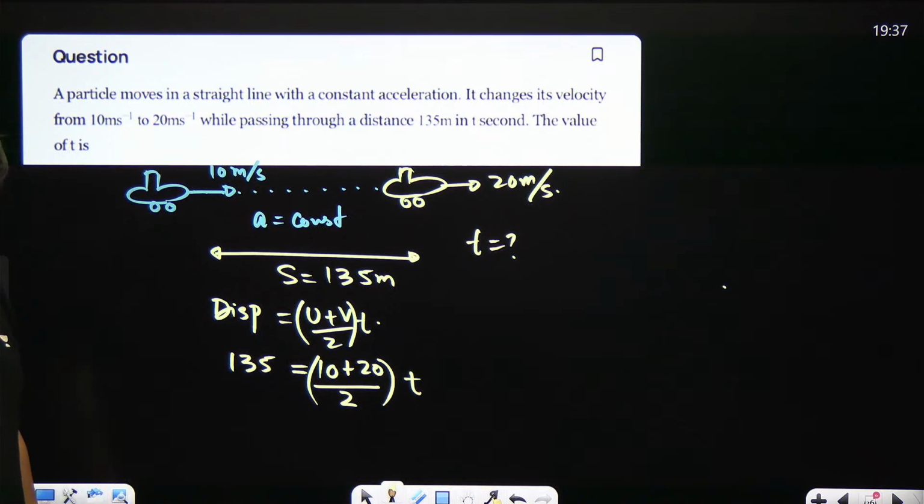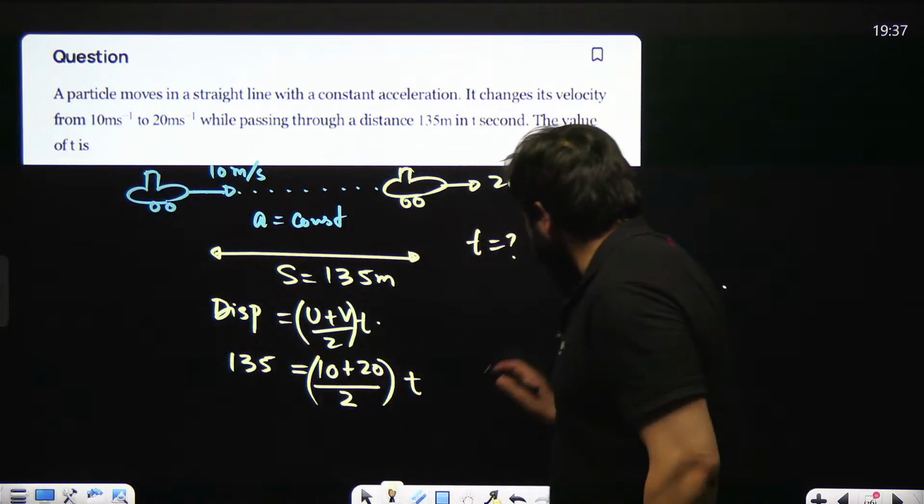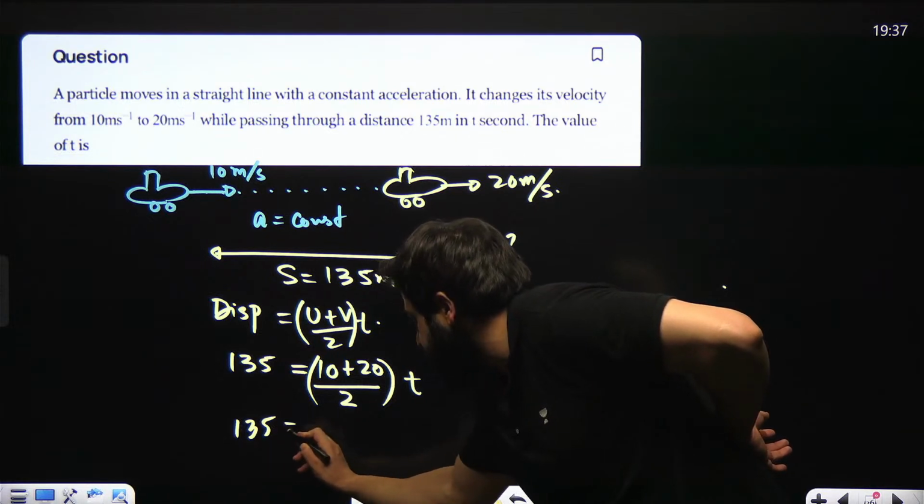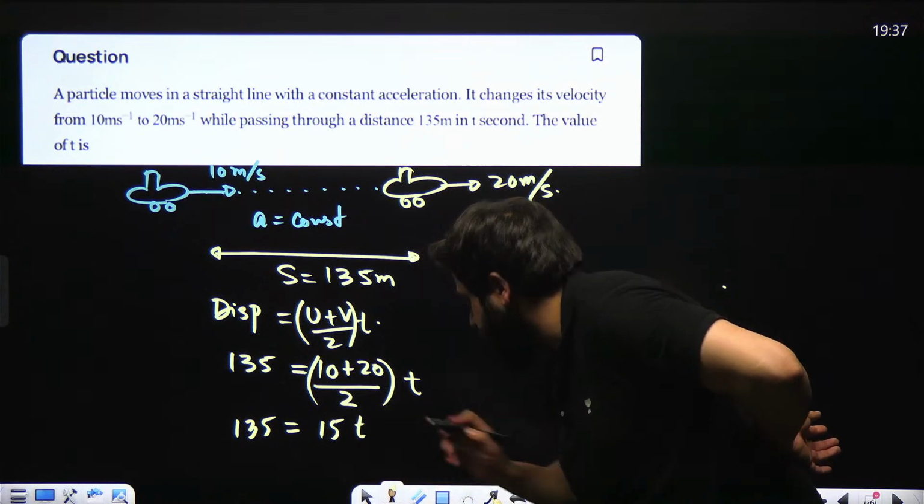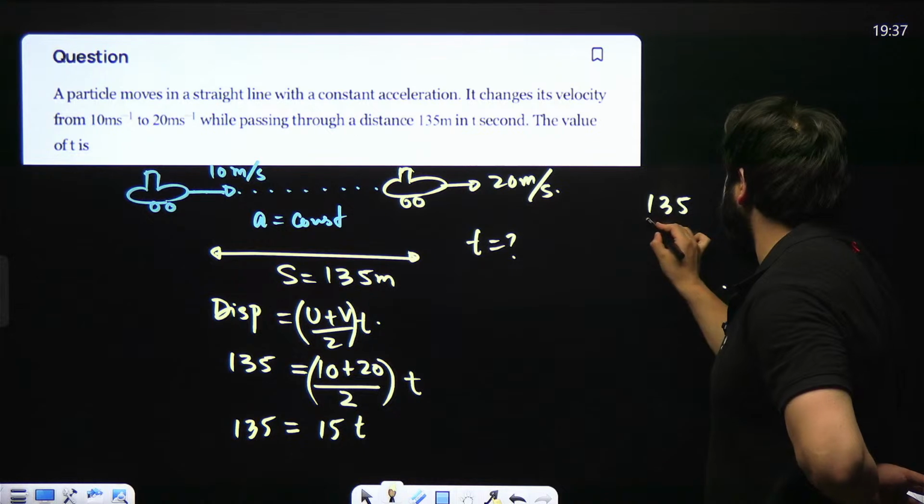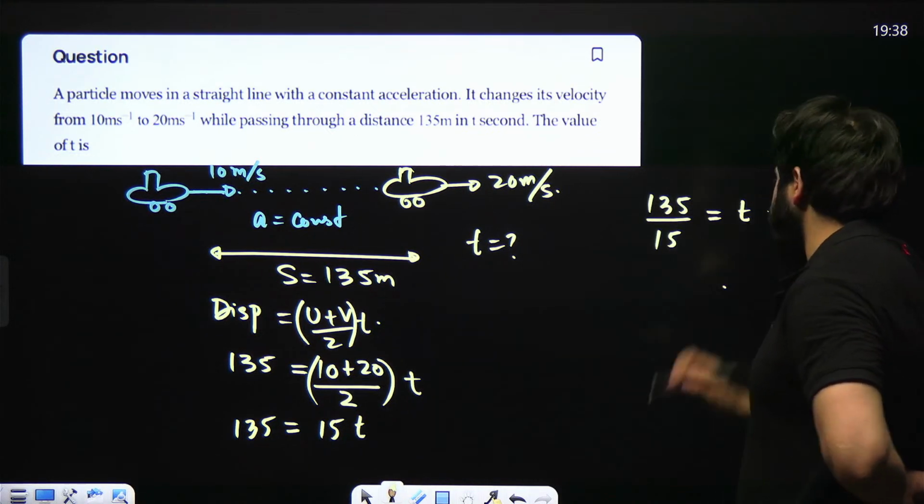Now my dear friends, can I just write this as 135 is equal to 30 by 2? So this will come out to be 15 t. Now this is 135 divided by 15, so it will come out to be t.